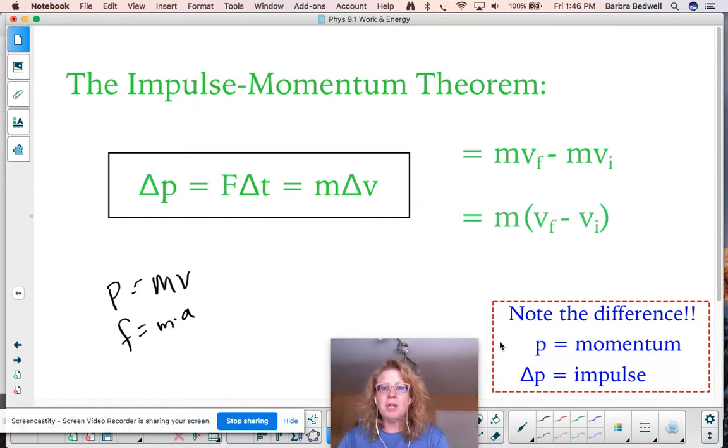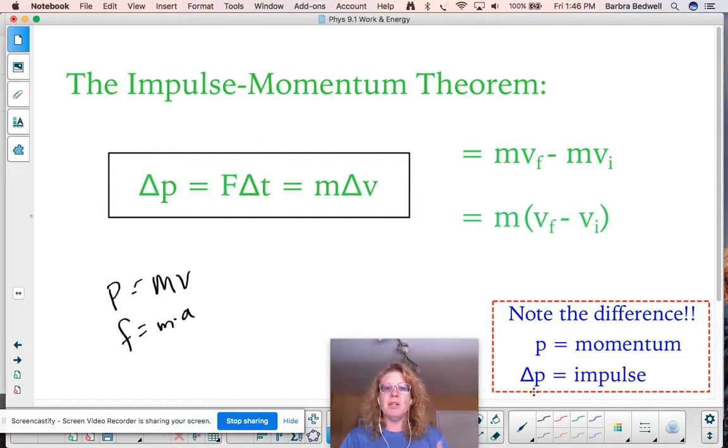One of the little tricky things to keep in mind here is that there is a difference between momentum and impulse. Momentum is mass times velocity. That's all momentum is: something that has mass and it's moving. Impulse is related to its change in momentum, and that's a real different thing. It's a real subtle piece, but momentum is literally mass times velocity. Delta P is what we would call impulse.